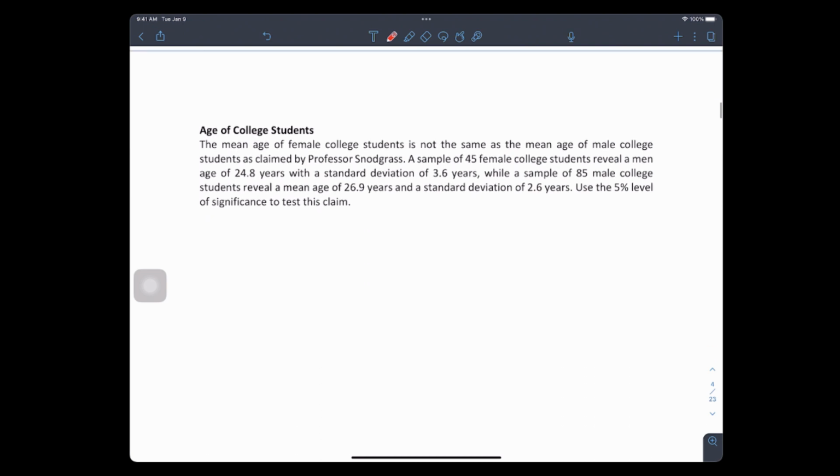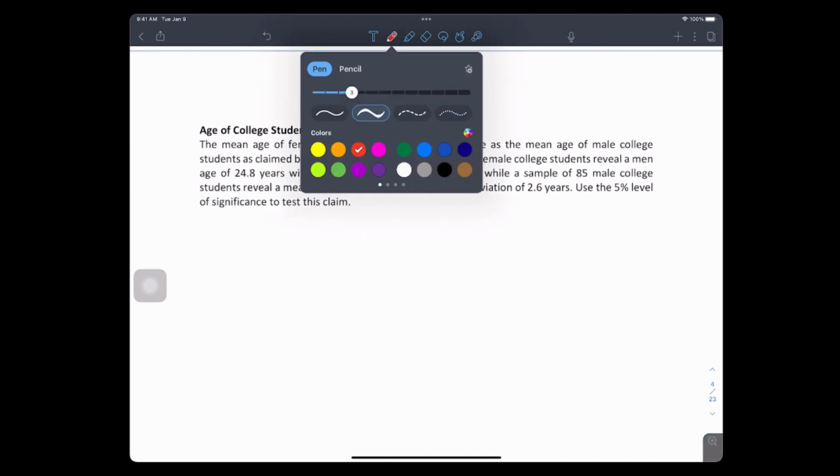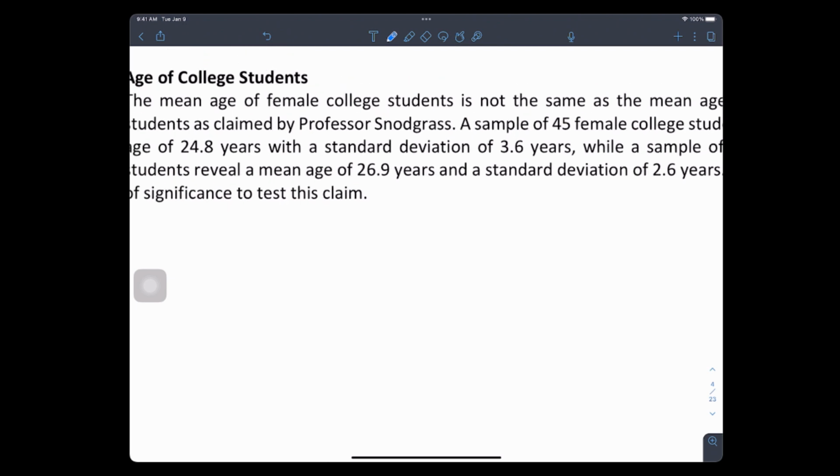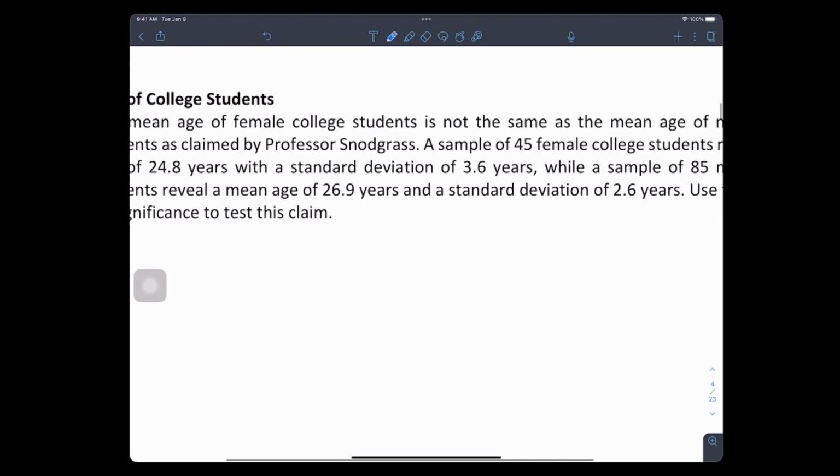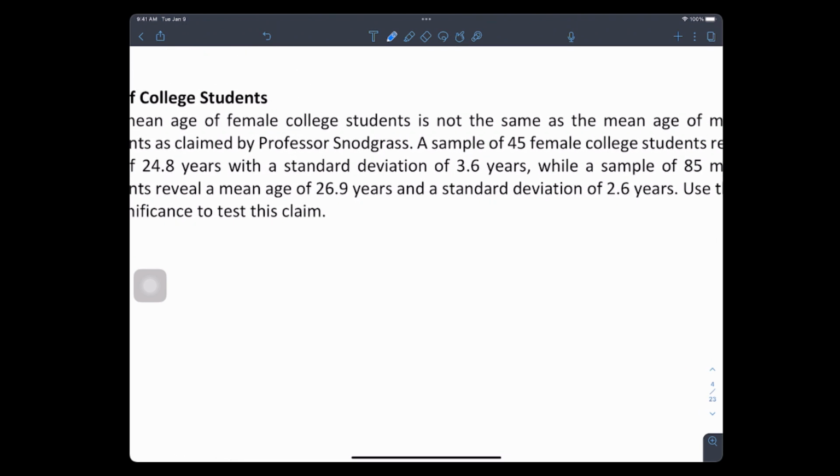Here we go. Let's try this out. Age of college students, female versus male. Who do you guys think is older for college students? Male or female?